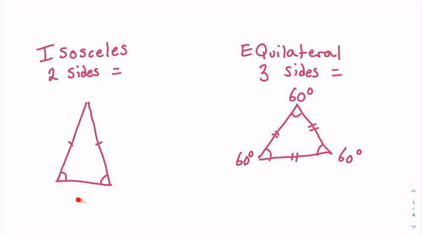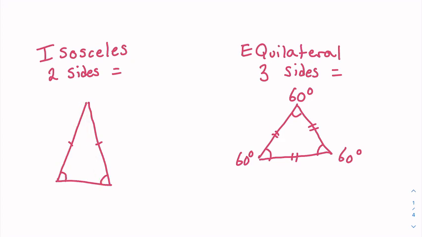Okay, so here's an example of what this would look like. I've got my two sides here that are equal, and we know this is true because they have the little tick marks, and they have the same number of tick marks. So the markings show us that these two sides are the same. Now, what is also true with an isosceles triangle is that the two angles are also the same. So we've got two angles that are the same and two sides that are the same, and that's an isosceles triangle.